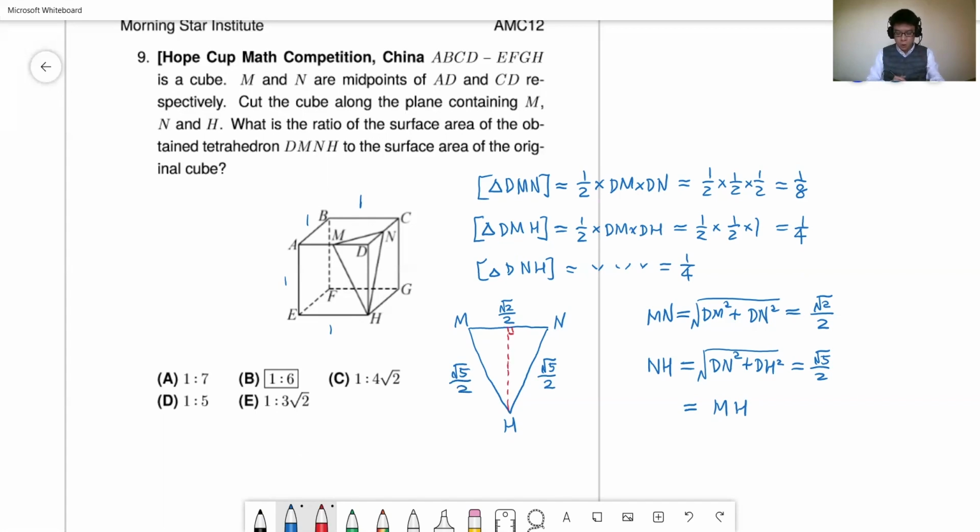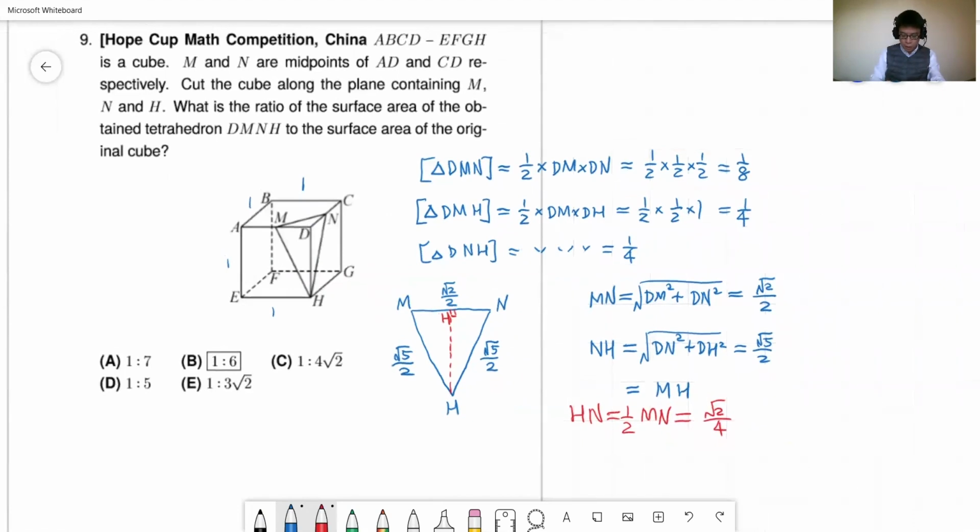This is an isosceles triangle. So let me call the midpoint, the foot, P. We have PN equals 1/2 MN, which is √2/4. And then we can apply the Pythagorean theorem to get the height PH. Sorry, I should change my notation, I cannot use H anymore. PH equals the square root of HN squared minus PN squared by the Pythagorean theorem. This equals 3/2 √2, okay?